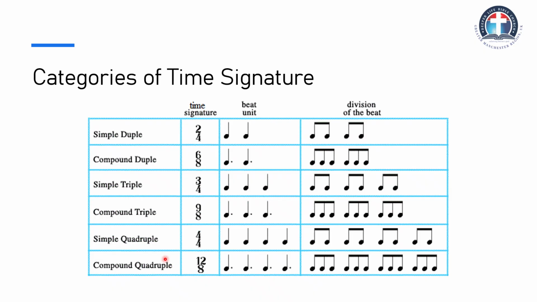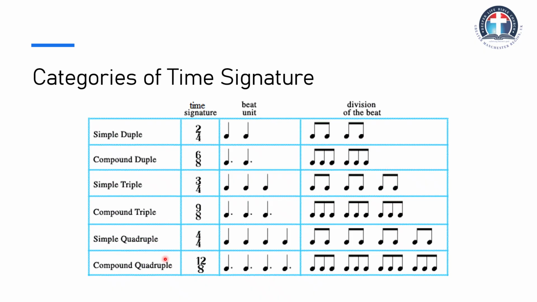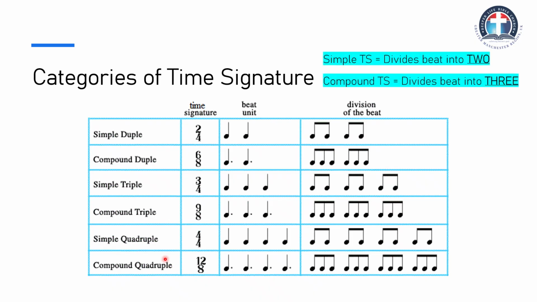When we talk about simple, it simply means that the note divides itself into two. Simple time signature means each bit in the time signature can divide itself into two smaller bits. However, in compound time, like we discussed in grade 3, the main bit in the compound time signature can divide itself into three equal bits.